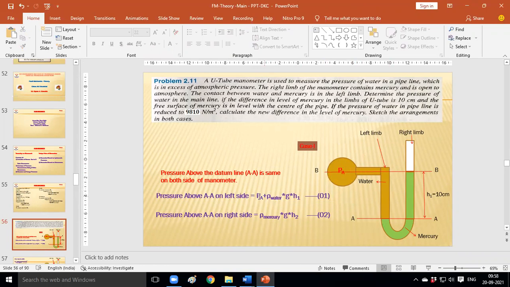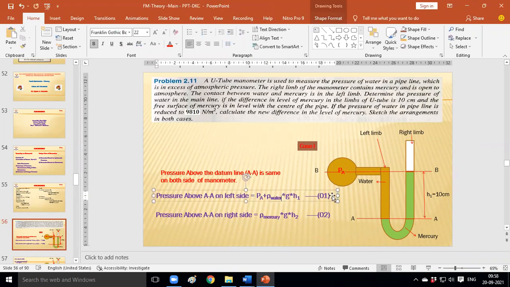Similarly, the pressure exerted by the water column. First of all, the pressure in the pipeline, then the pressure exerted by the water column, and the pressure exerted by the water column is determined using which equation? Rho GH. The pressure exerted by a liquid column is determined using the rho GH concept. So PA plus rho GH, and this rho is for water. That is equation number 1.